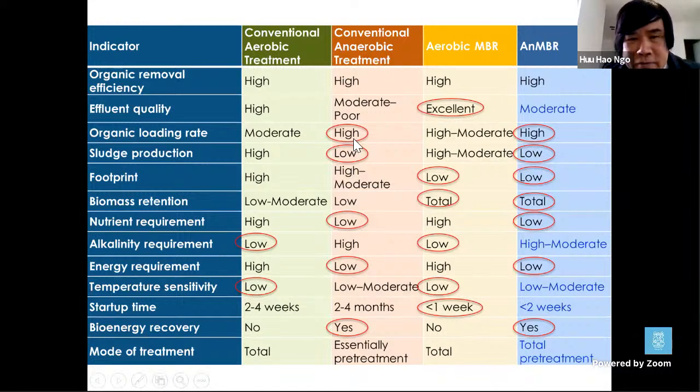And anaerobic treatment has 1, 2, 3, 4, 5. Yes, it has 5. Aerobic MBR has 1, 2, 3, 4, 5, 6. And then the anaerobic MBR has 1, 2, 3, 4, 5, 6, 7. So when we make that kind of comparison, we are very happy to think about an anaerobic MBR. And then we are smart enough to use the anaerobic bioreactor or some other bioreactor to support an anaerobic MBR as the pre-treatment or post-treatment.